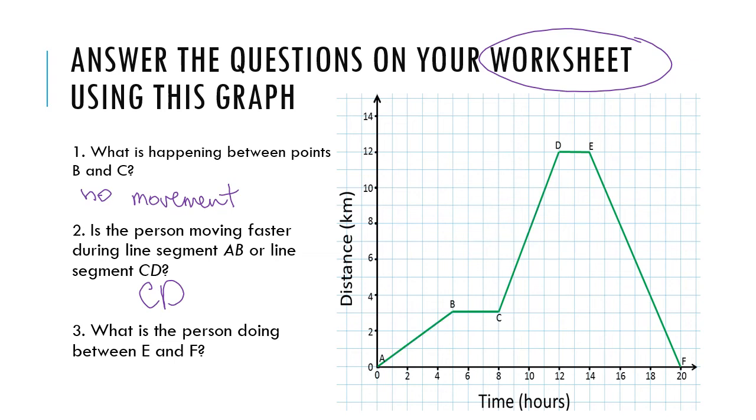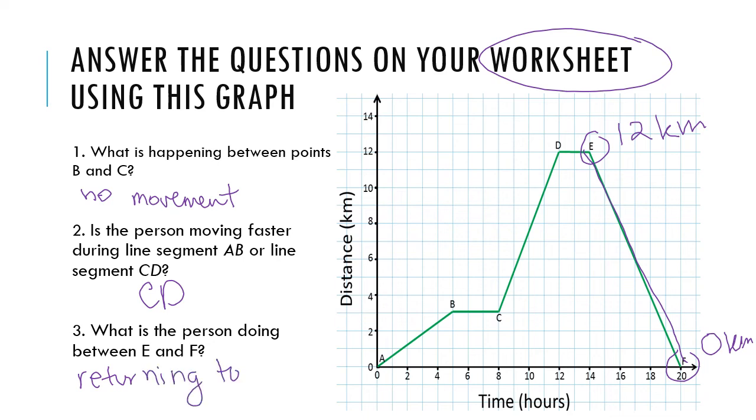And lastly, number 3, what is a person doing between E and F? What did we say? Miss Hussein left work and is going back home, right? So she's traveled all the way 12 kilometers and has come back to her house, 0 kilometers, right? So she is returning to the origin.